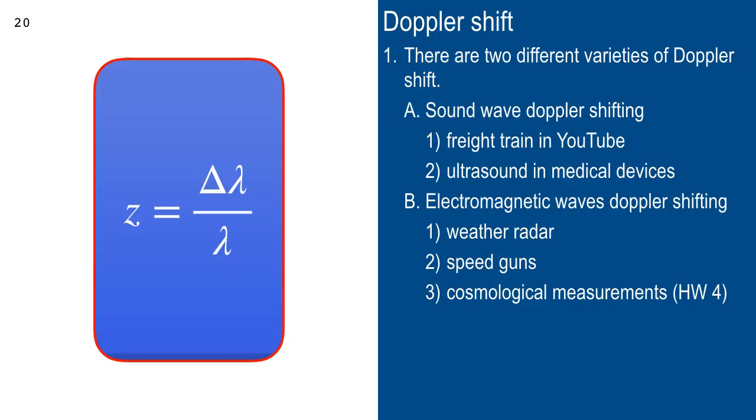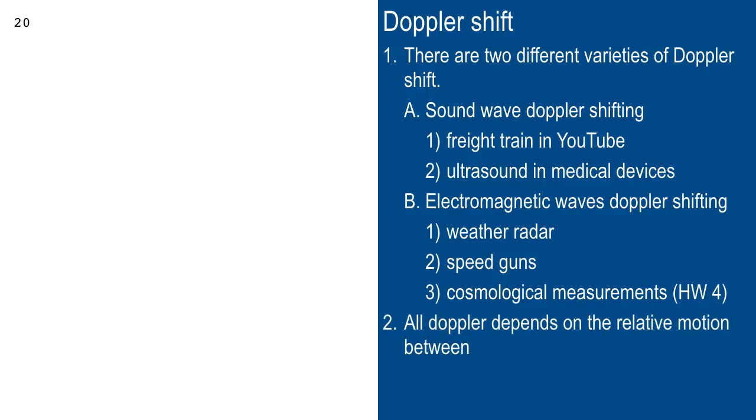So Doppler shift for electromagnetic radiation is pretty important. Now, for both of them, they depend on the relative motion between the source, so the galaxy, or the railroad freight car, the freight train, the locomotive, and the observer. So us here on Earth, or the guy by the railroad tracks filming, or the doctor using the ultrasound.